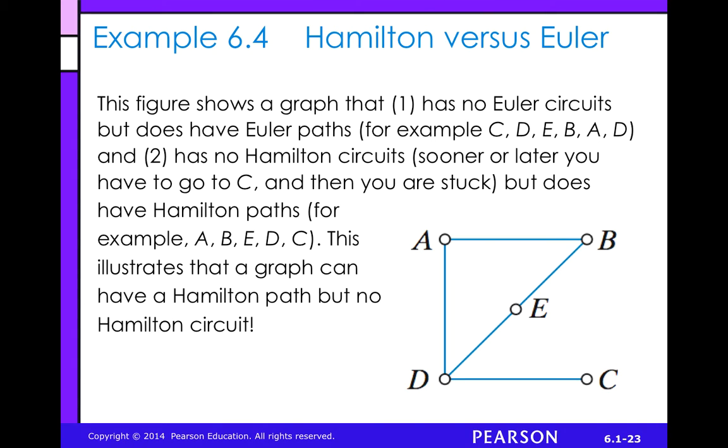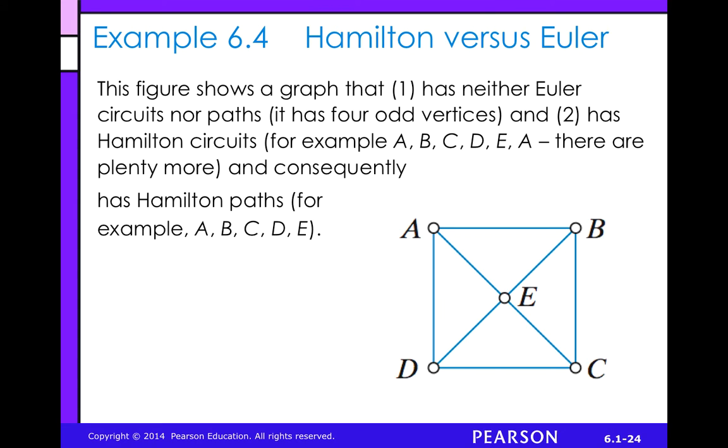But notice that there are Hamilton paths. I mean, you can start at C and then go like that. So C, D, E, B, A. That visits every vertex exactly once. Okay, so no Euler circuits, but does have Euler paths. No Hamilton circuits, but does have a Hamilton path.